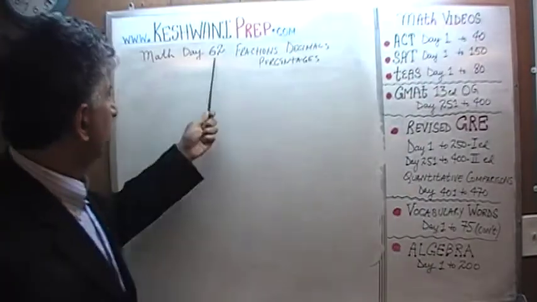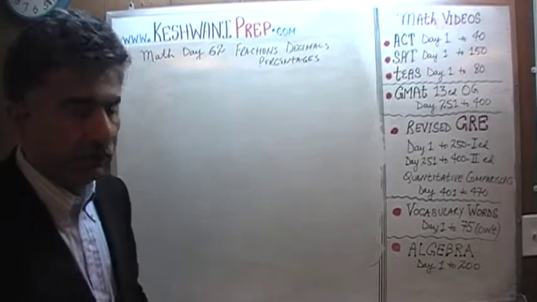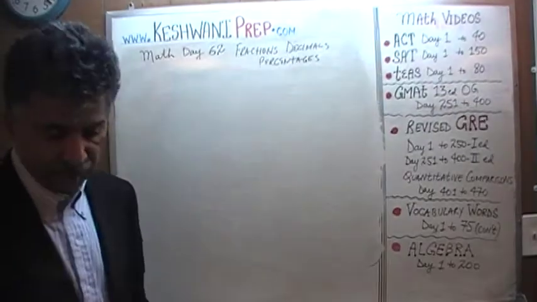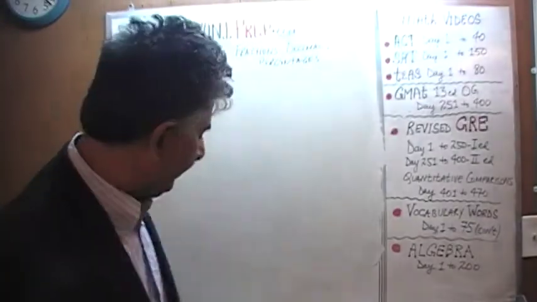We are here because we want to improve our math skill. Today is our lesson number 62. We have been doing the conversions of fractions into decimals, into percentages, and back and forth. Let's look at the very first problem we have today.